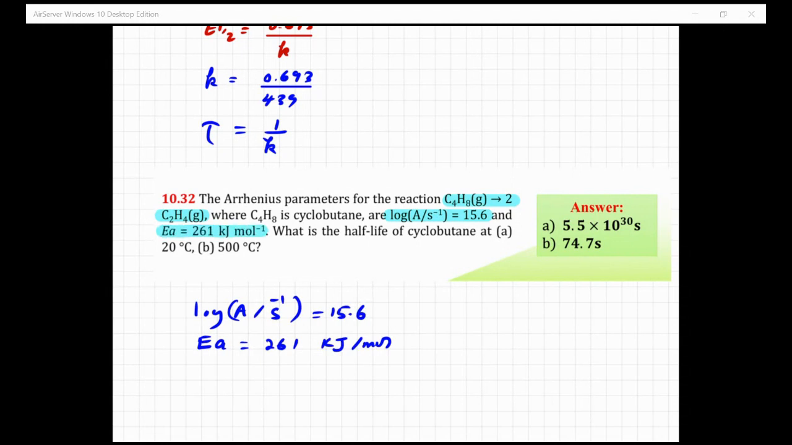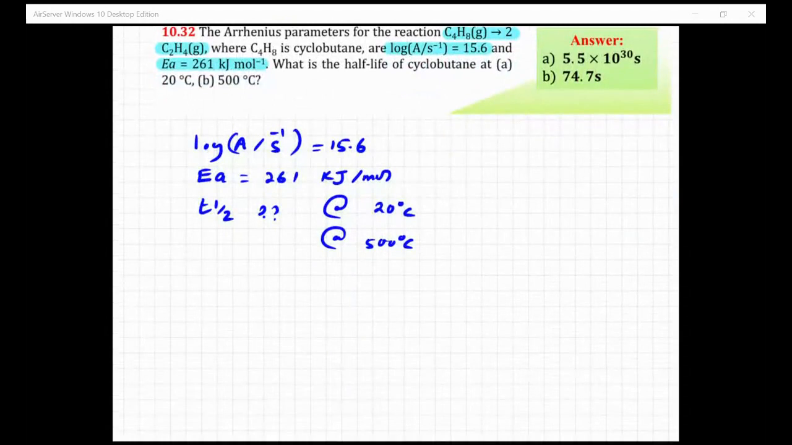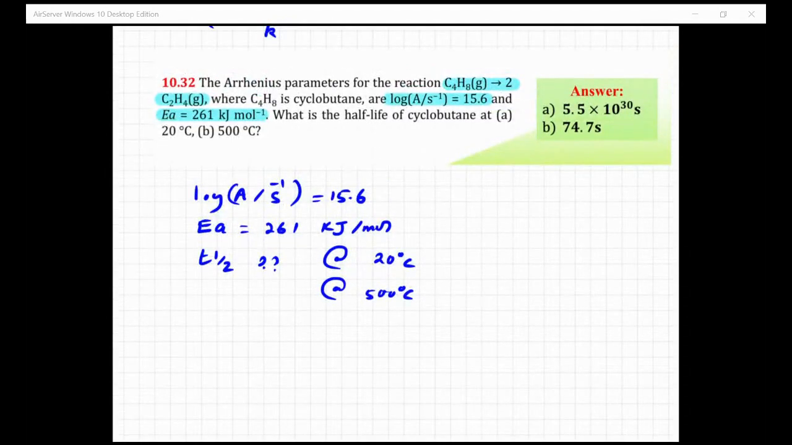What is the half-life? I want to calculate T1 over 2 at 20 degrees C and at 500 degrees C. How do we calculate? First of all, we have only A, equal to 15.6. What do I do with this A and the activation energy? It looks like I need to write the Arrhenius equation, because I have A and EA. I can write k equal to A e to the minus EA over RT.